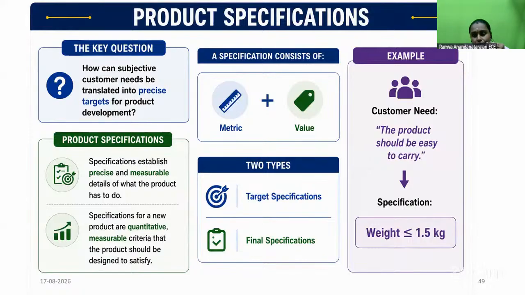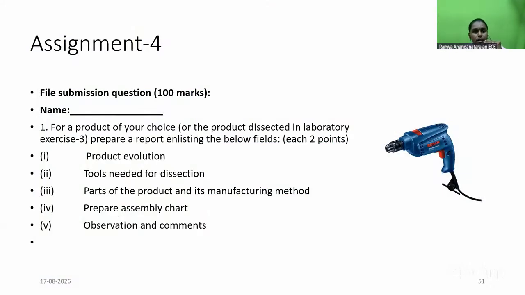So this is your week 4 syllabus, and this was your assignment question for week 4. You need to submit a file. You can include your name, a product name. Then you can choose a product of your choice, or you can go for the product which was used in the laboratory exercise 3. It is a drill bit, suppose. Then you have to address the following points. That is, you have to write about product evolution, the tools needed for dissection, that is for reverse engineering, what are the tools needed. Then the parts of the product and its manufacturing method, what are the parts present inside this, and what are the manufacturing methods.